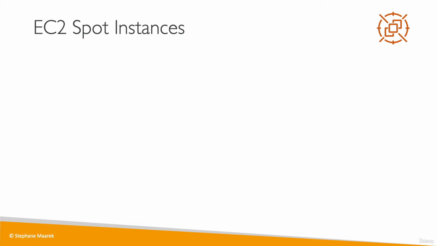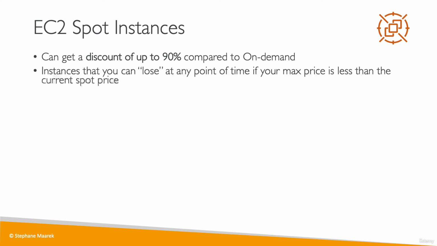Next, we have spot instances. So spot instances are great because they can provide you the highest discount in AWS. It can be up to 90% discount compared to on-demand instances. But the particularity of these spot instances is that you can lose them at any point of time if the price you're willing to pay for them is less than the current spot price. So what this means is that the spot price changes over time, and you are saying what you're willing to pay as a maximum amount for these spot instances. So you can lose them.